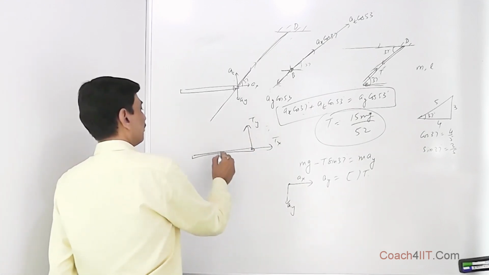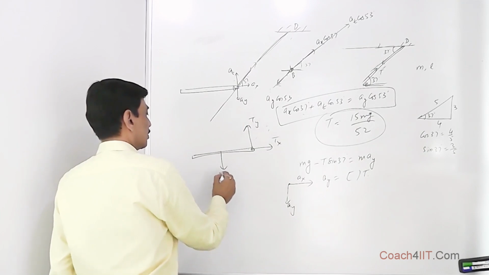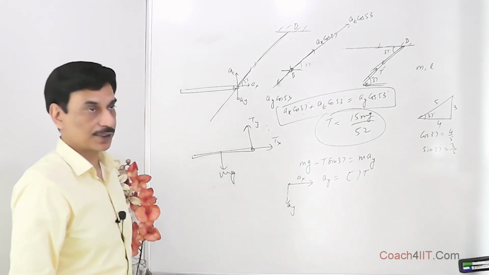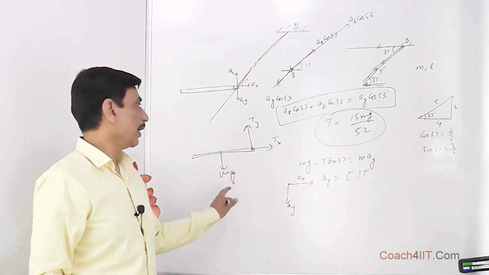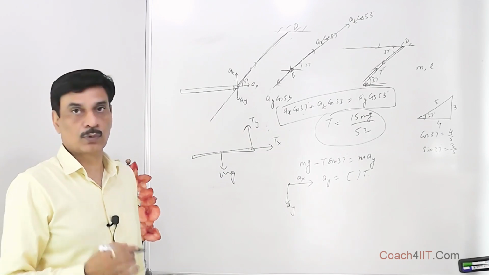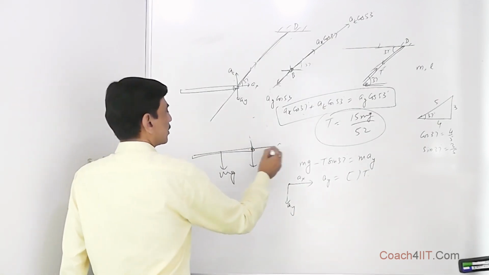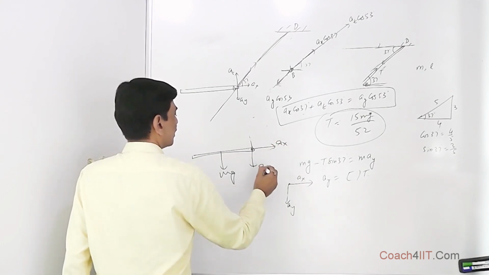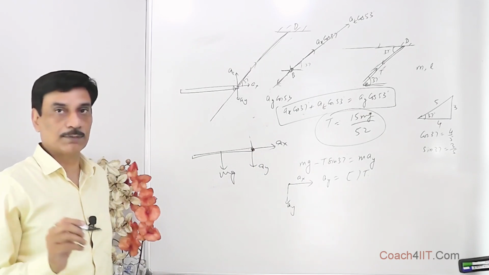Similarly, along the y-axis, we have one force, the component of tension in this direction, and the other is mg in this direction. This will fall down with some acceleration, so mg is greater than T. So mg minus Ty is equal to m into acceleration along the y-axis. That will also be in the downward direction. So we get Ax and Ay, and we have found Ax and Ay in terms of T.